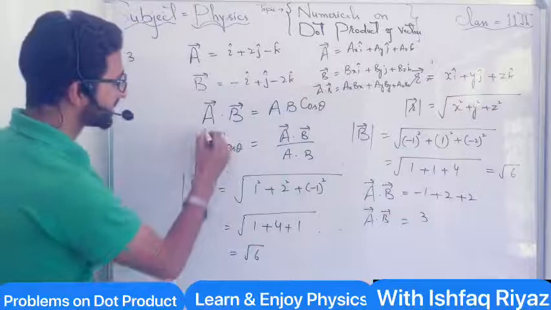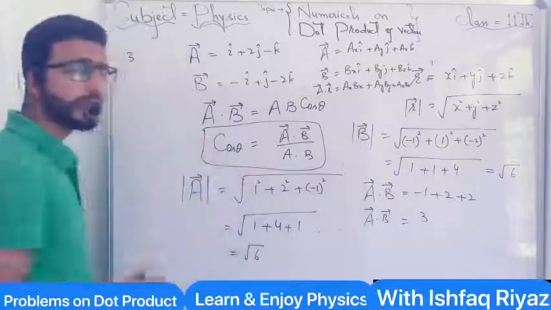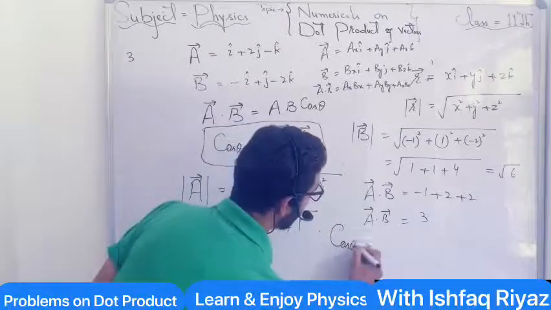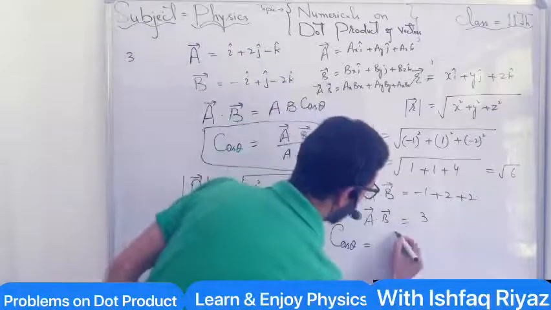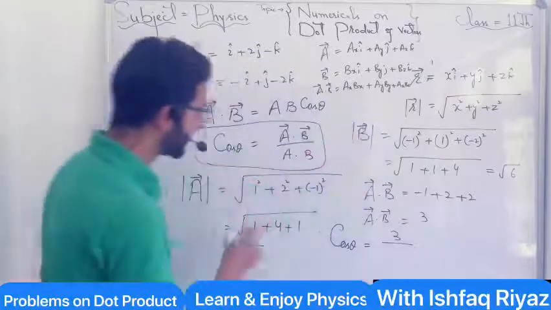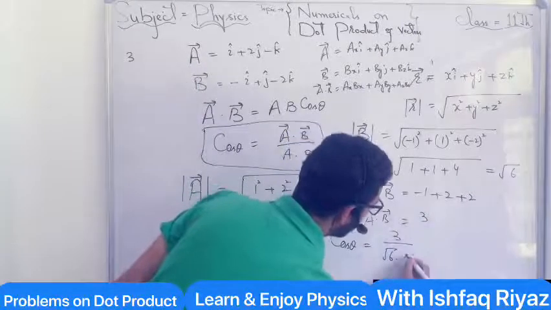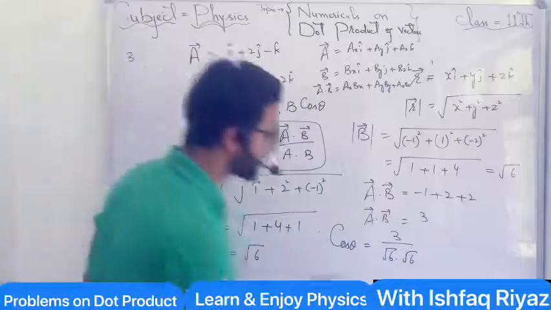Now, let me substitute these values here to calculate the angle between the two vectors. So I will write here cos of theta is given by A dot B, instead of A dot B I will write 3, divided by magnitude of A, which is under root of 6, and magnitude of B, which is also given by under root of 6, right?